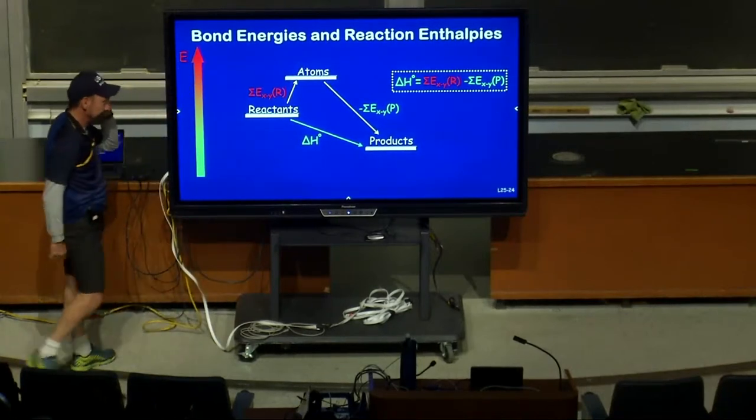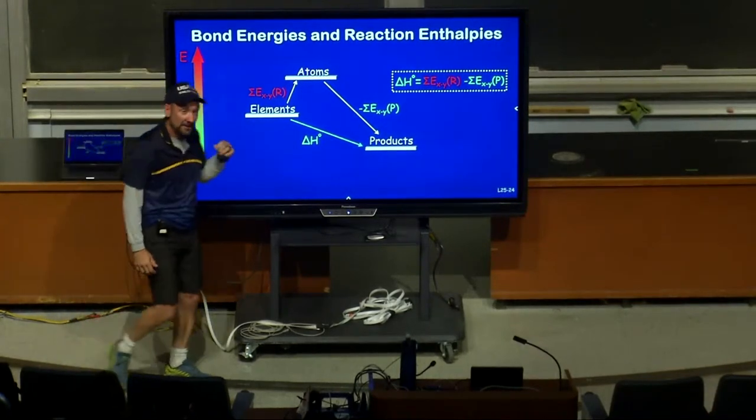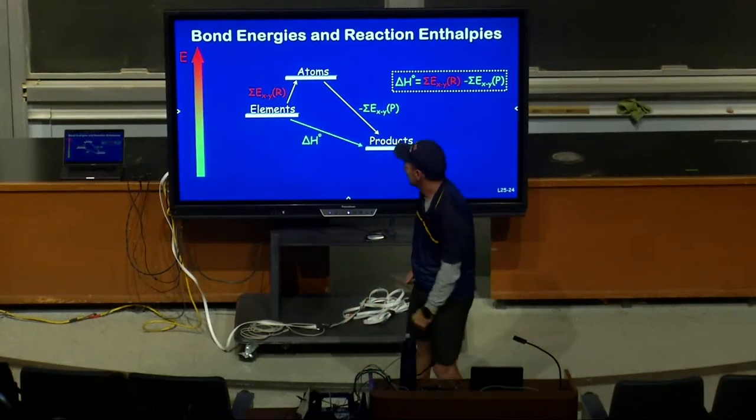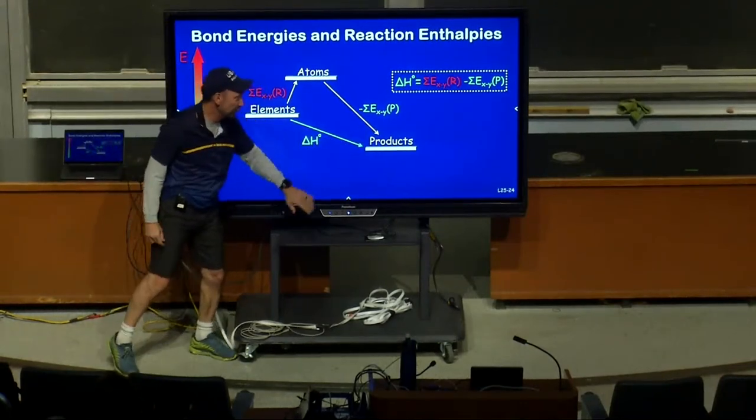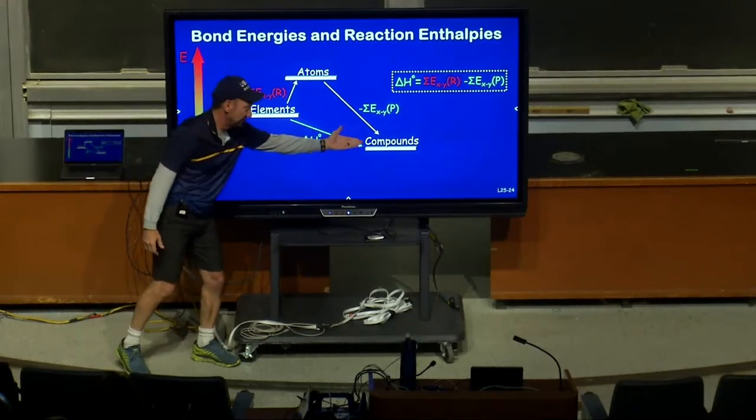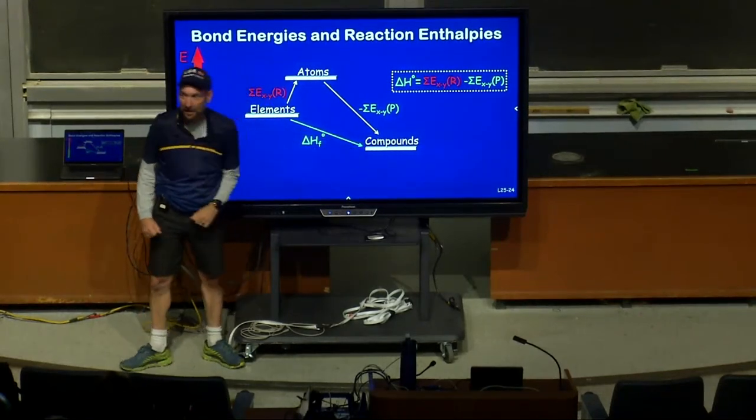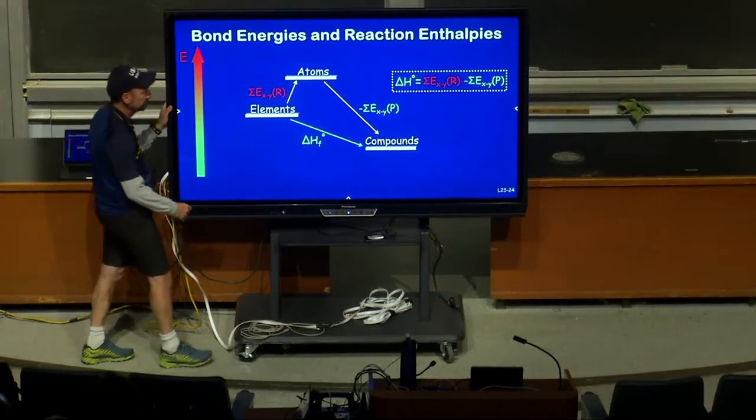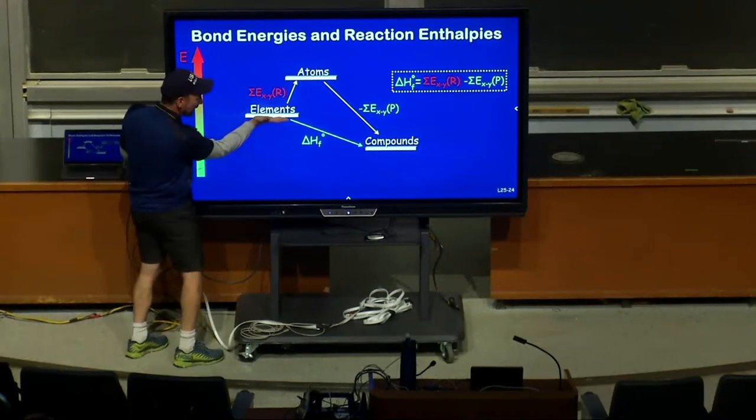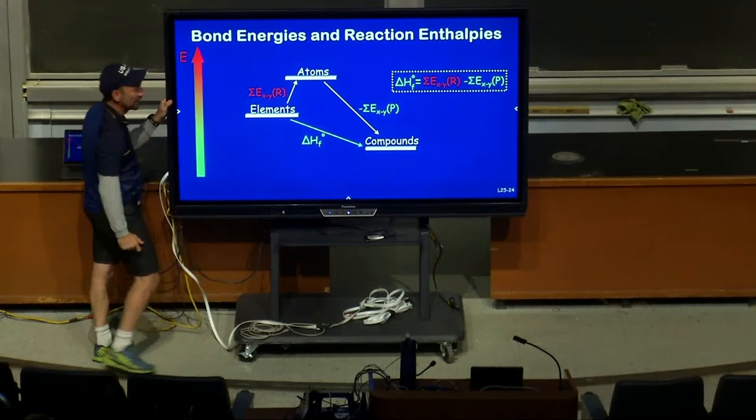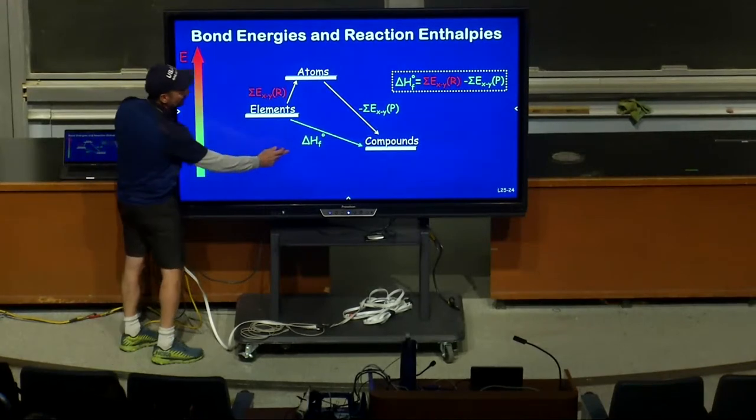Let's go one step further. Let's say we have been doing this in terms of enthalpies of formation. So let's say we start with the elements in their standard state and go to products, or some compounds. This reaction is now the enthalpy of formation of all those compounds. So that's possible as well. And I could break up the elements into their atoms and form the compounds that way as well. So we see a link here between enthalpies of formation and these average bond enthalpies.